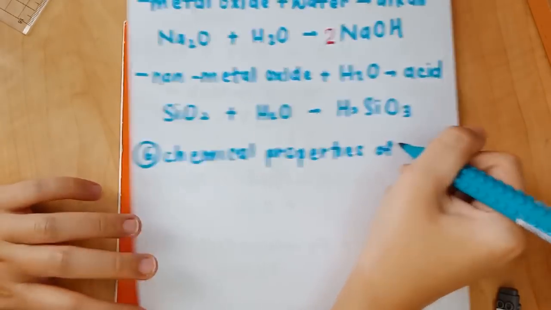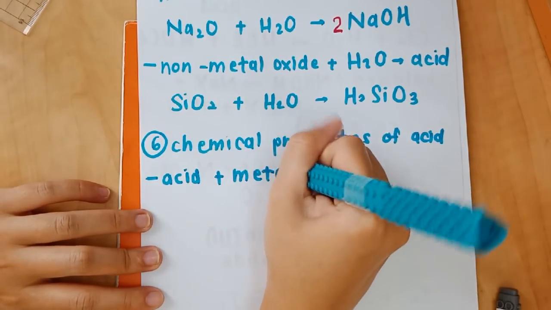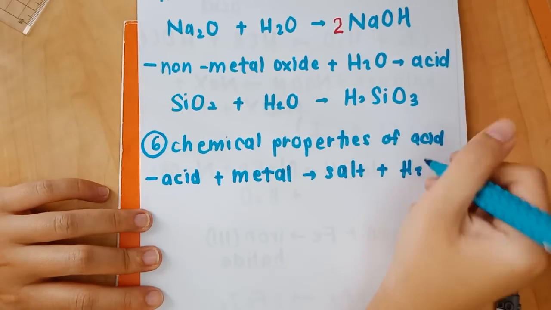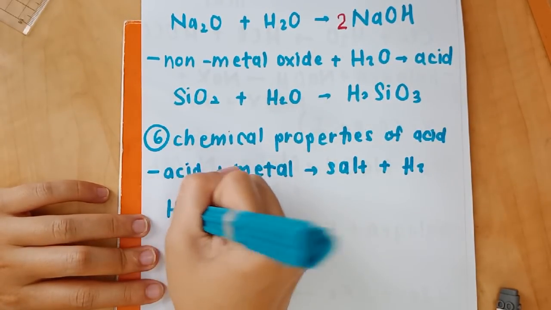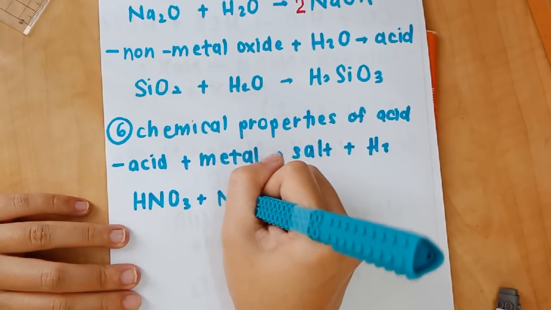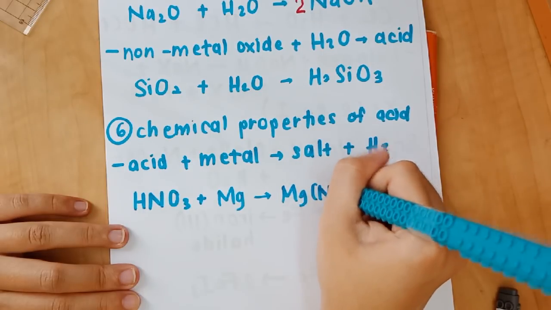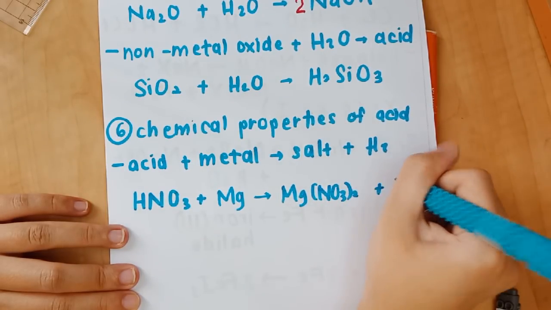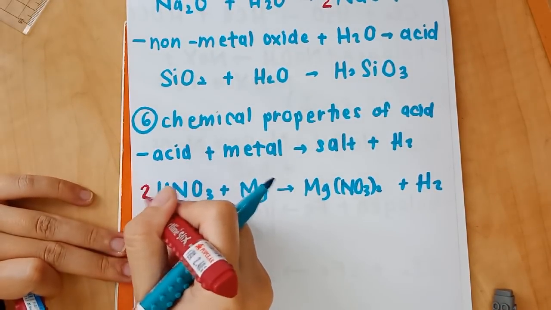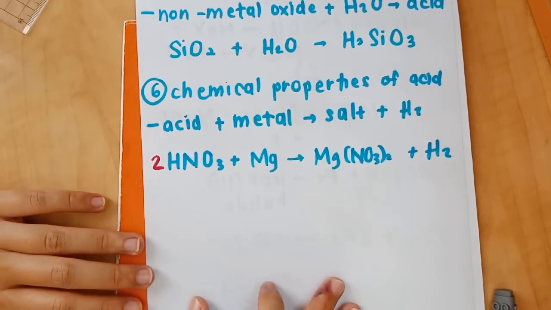The sixth thing that you have to know is the chemical properties of acids. This is very common. So the first one is that when an acid is added to a metal, a salt and H2 will be produced. The acid that I use here is nitric acid. So HNO3 plus Mg, you'll get Mg(NO3)2 plus H2. And then you have to balance the chemical equation by putting 2 in front of HNO3.